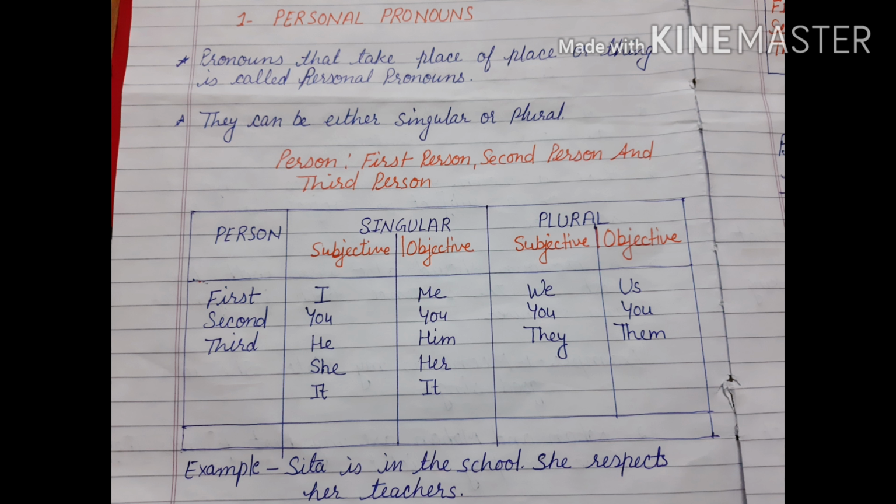There is a table like first person I, subjective form; me, objective form; we, the plural form of first person; and us is the objective form of we. Second person is you. Third person is he, she, and it. Here is one example. Sita is in the school. She respects her teachers.